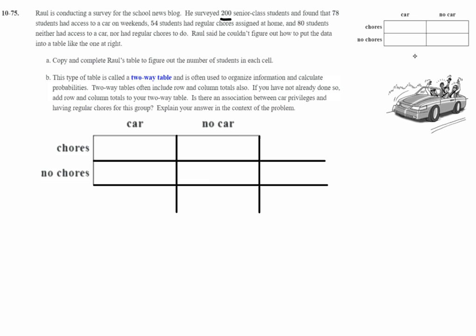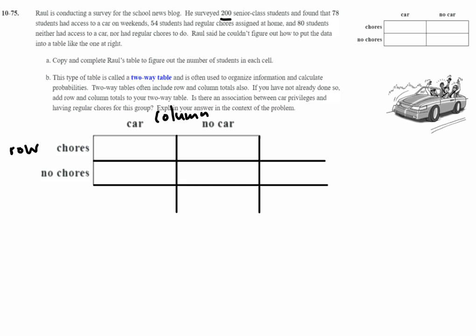Now, a lot of times we saw this table yesterday with just car, no car, chores, and no chores. But today what I want you to do is modify your two-way table and extend these lines, because what we're going to use is row and column sums.